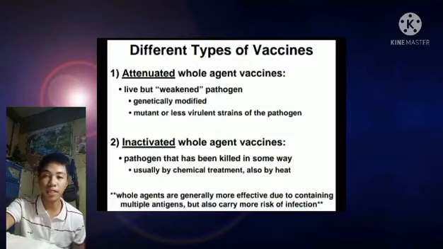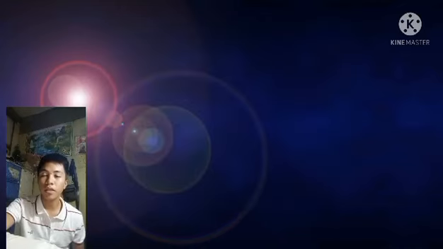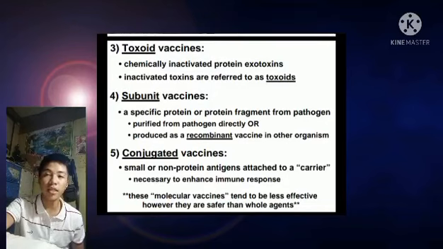Different types of vaccines. Attenuated whole agent vaccines: live but weakened pathogen, genetically modified, mutant or less virulent strains of the pathogen. The second is inactivated whole agent vaccines: pathogen that has been killed in some way, usually by chemical treatment, also by heat. Toxoid vaccines: chemically inactivated protein exotoxins. Inactivated toxins are referred to as toxoids.